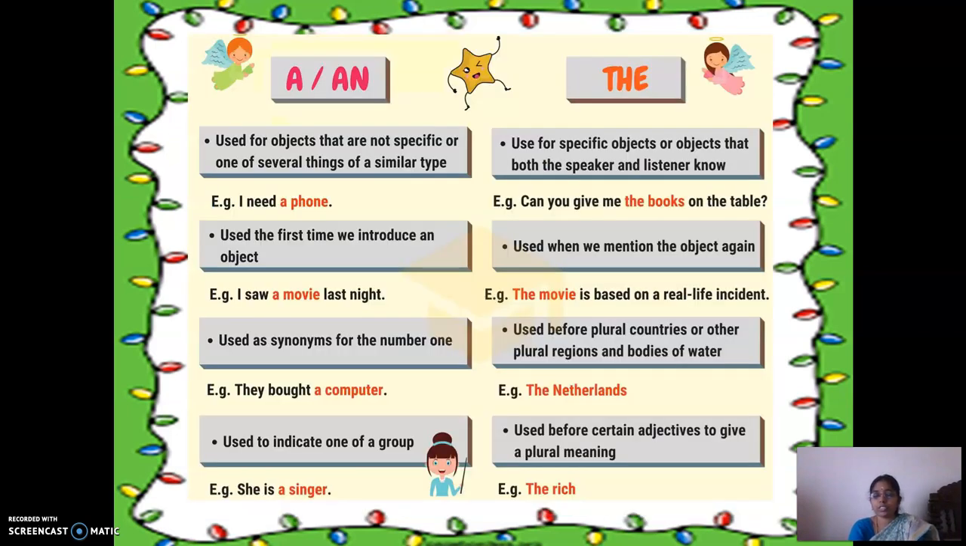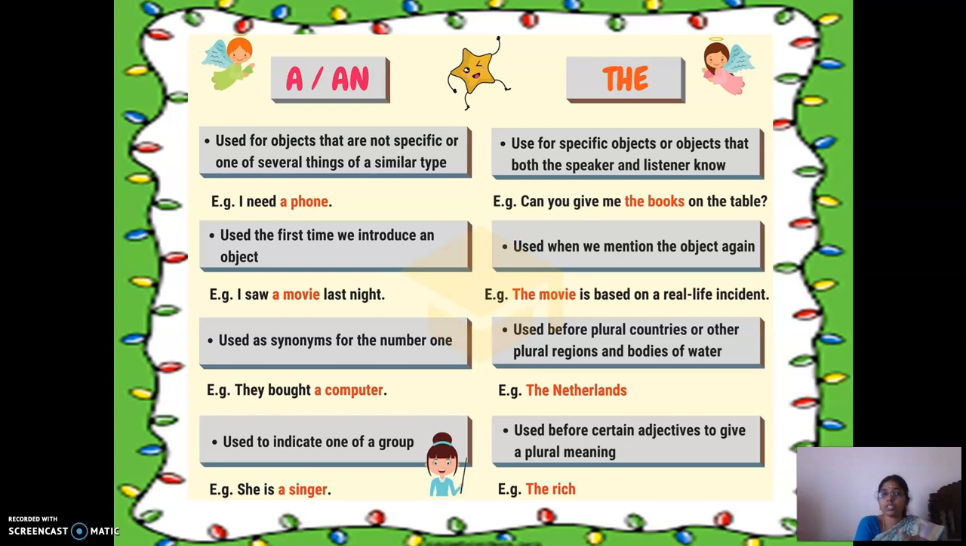So what are the differences between a and the? That is what we are going to see in this slide. A or an is used for objects that are not specific, or one of several things of a similar type. So suppose I am going to buy a phone. I am planning to have a phone. I need a phone. So many types of phones are there. Out of that, I am going to pick only one. So we are using a phone, used for objects that are not specific.